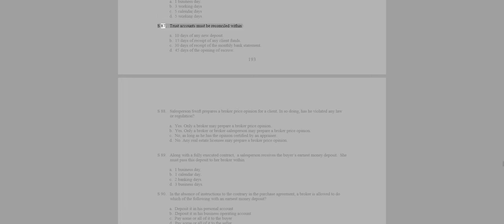S87. Trust accounts must be reconciled within A. 10 days of any new deposit. B. 15 days of receipt of any client funds. C. 30 days of receipt of the monthly bank statement. D. 45 days of the opening of escrow.